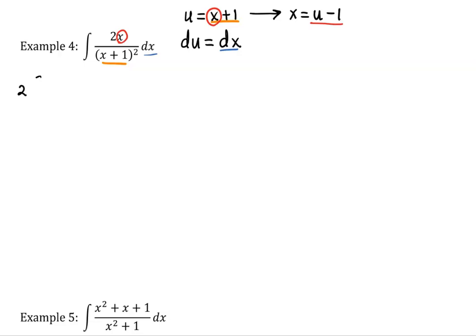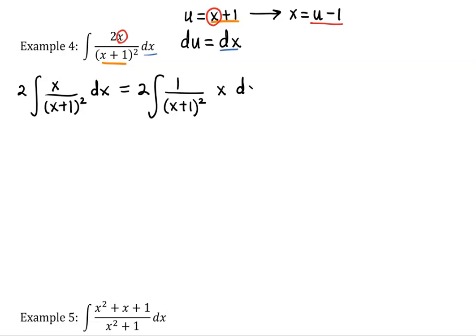Before I substitute anything, I'm going to go ahead and pull that 2 out in front of the integral. So I'm left with x over x plus 1 squared dx. I'm also going to do the little rewrite thing so it's very clear how we're substituting in here. We have 1 over x plus 1 squared, and then we have an x, and we have a dx. So now let's go through our substitution.